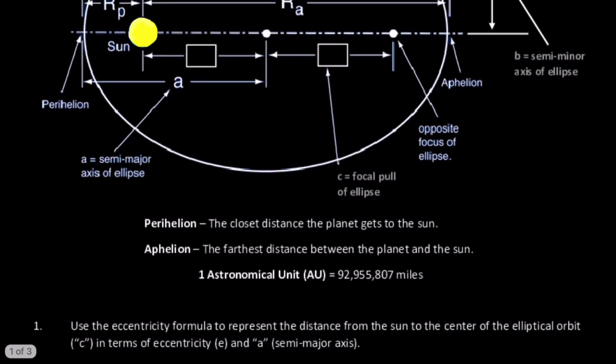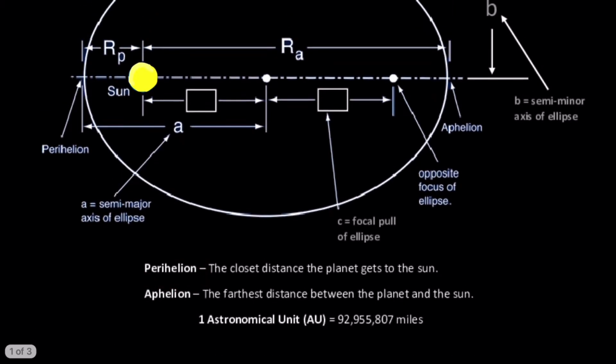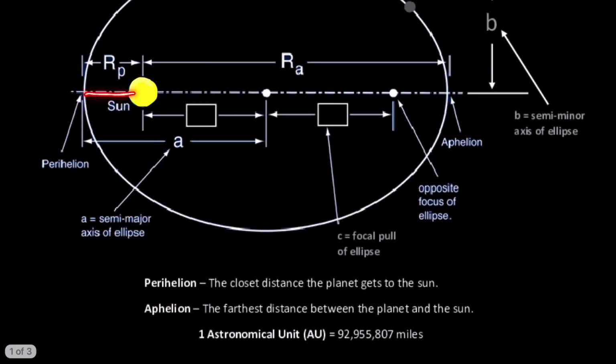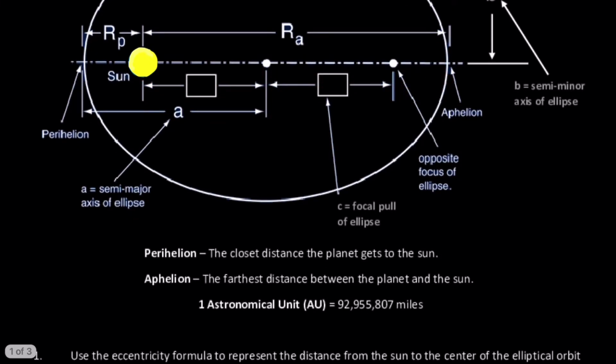Perihelion is the closest distance the planet gets to the sun. So that would be this distance right here. And aphelion is the furthest distance between the planet and the sun. So that would be this distance here. Something else to know, 1 astronomical unit is approximately 92.9 million miles. I think that's the average distance from the Earth to the sun. We call it 1 AU.